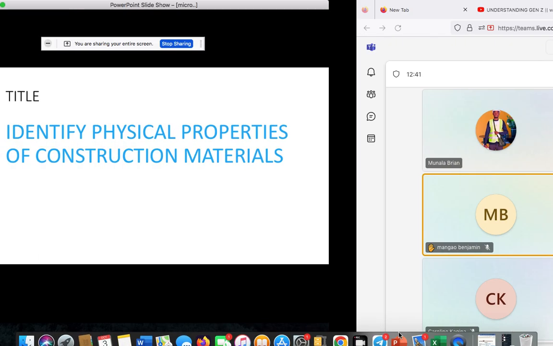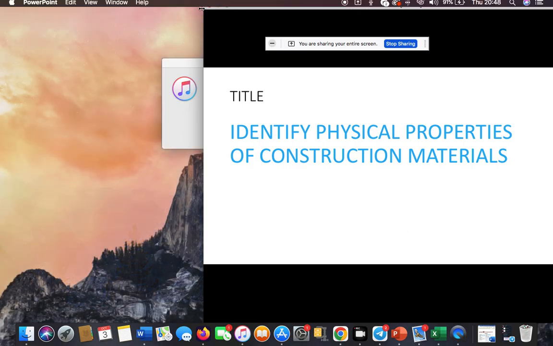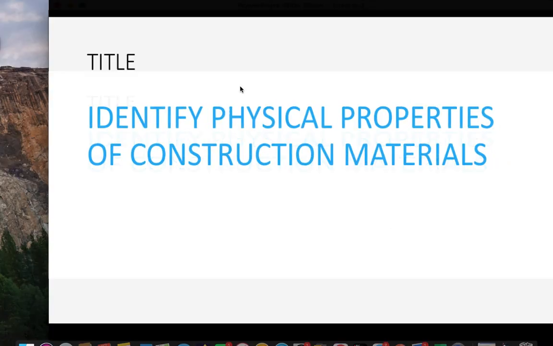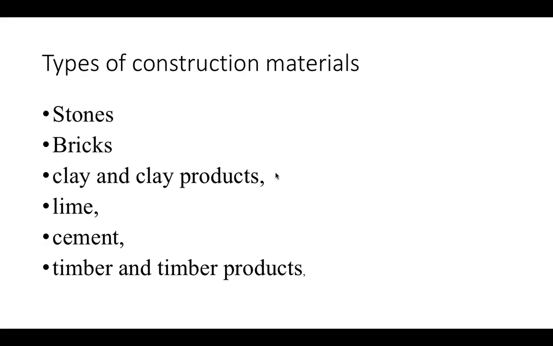So we have different construction materials. Just display a few here so that we can see them. We have stones. You know, stones are used in construction of buildings. We have bricks. Bricks can be used to construct fireplaces. We have clay and clay products. We have lime, cement, and timber.